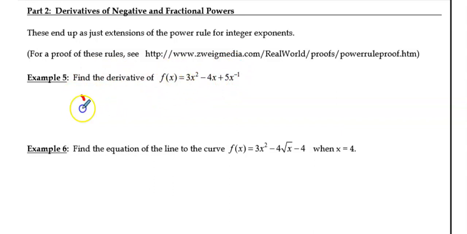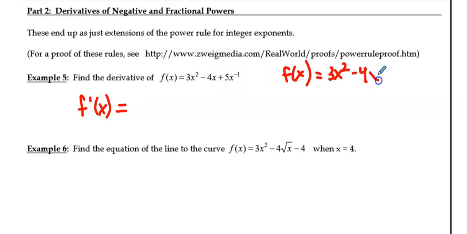So let's go ahead and find the derivative of our function 3x squared minus 4x plus 5x to the negative 1. And I know that we all know this, so I'm not trying to insult anyone's intelligence with this problem, but if you see your function like so, you could just move this up to be x to the negative 1. Sometimes you'll see it like that.